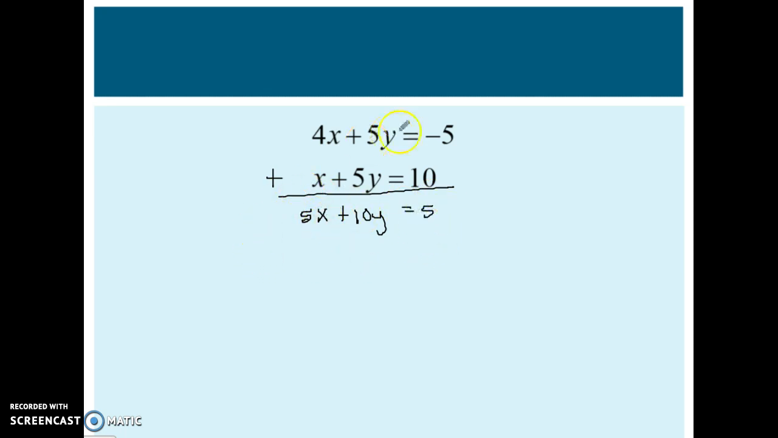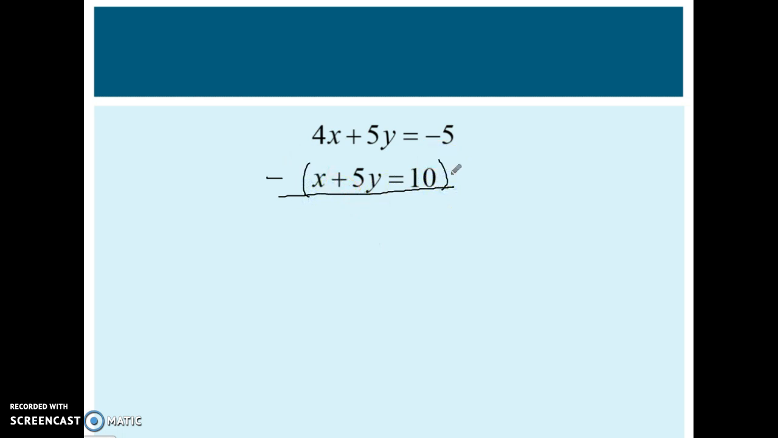So in this case, I have matching coefficients, but the signs are the same, so I can't actually add them. So instead of adding, this is one where you would actually want to subtract. But it's important that you subtract every single term.